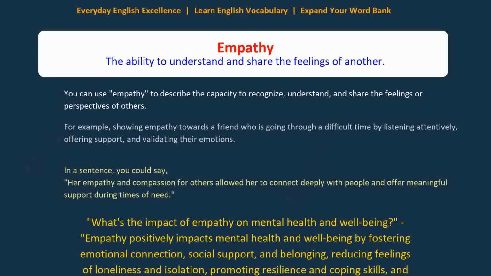What's the impact of empathy on mental health and well-being? Empathy positively impacts mental health and well-being by fostering emotional connection, social support, and belonging, reducing feelings of loneliness and isolation, promoting resilience and coping skills, and enhancing overall psychological well-being by fostering positive relationships, empathy, compassion, and understanding that contribute to greater happiness, fulfillment, and a sense of purpose and meaning in life.